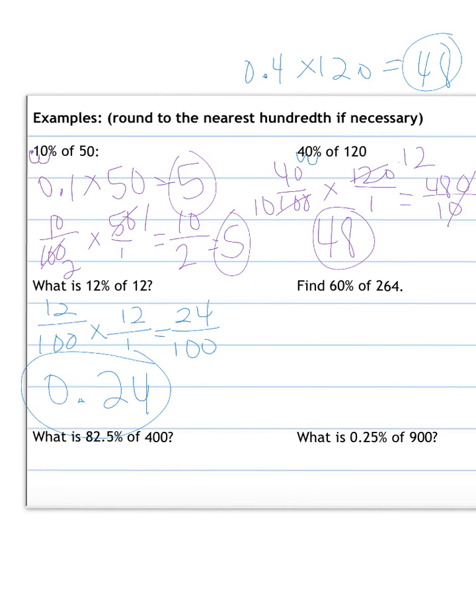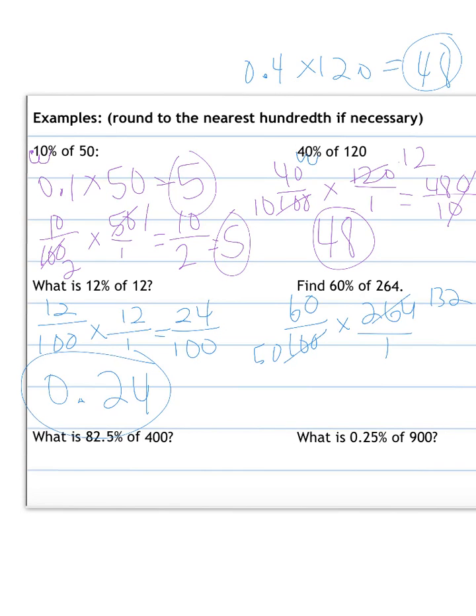Okay. Find 60% of 264. 60 over 100 times 264 over 1. Okay. I can simplify dividing these by 2. 100 divided by 2 is 50. 264 divided by 2 is 132.